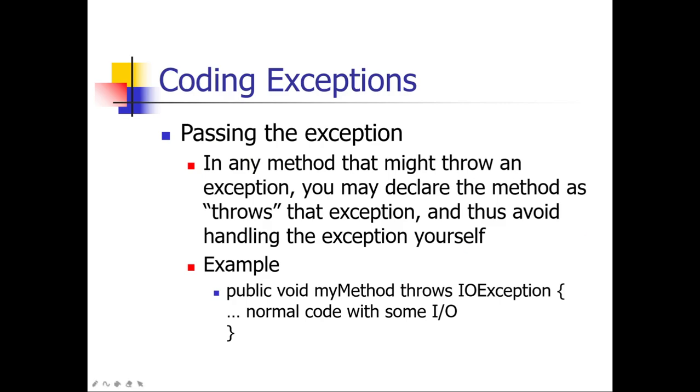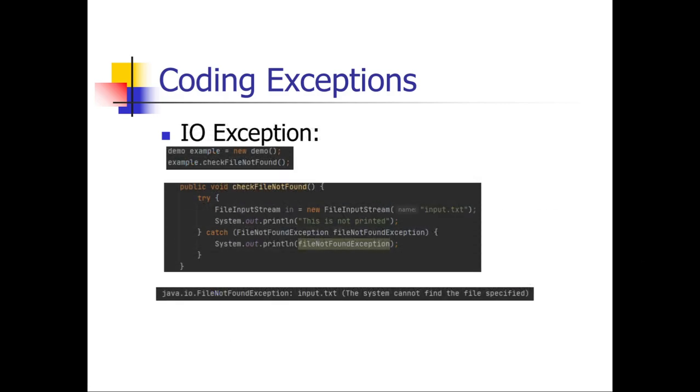Passing the exception. In any method that might throw an exception, you may declare the method as throws that exception and thus avoid handling the exception yourself. Public void myMethod throws IOException, normal code with some IO, and IO is input output. This is an input output exception, and here we have some code that tries to read, that is code in the main.